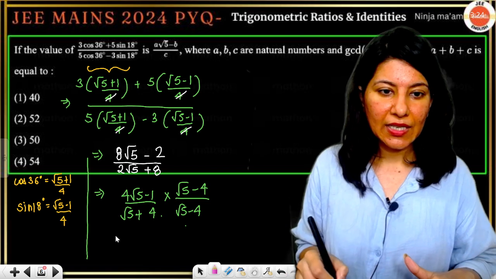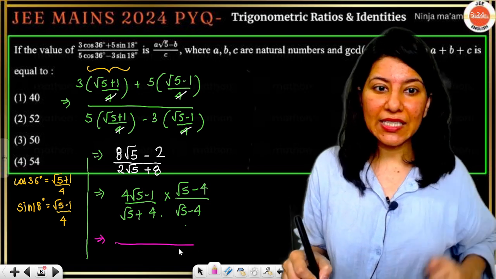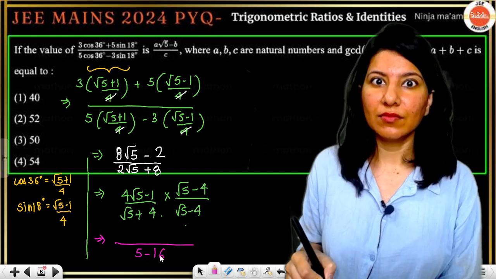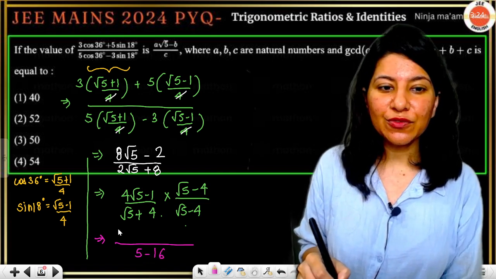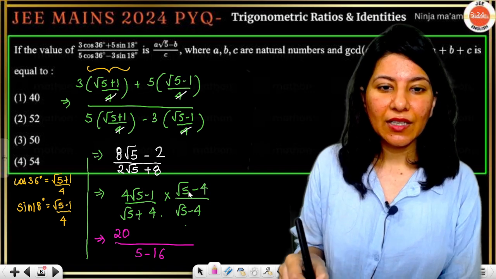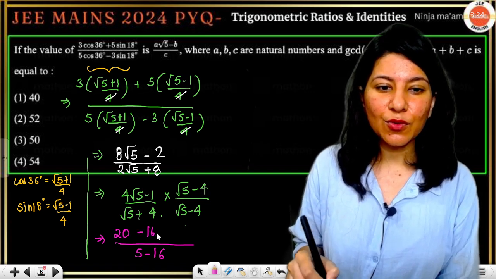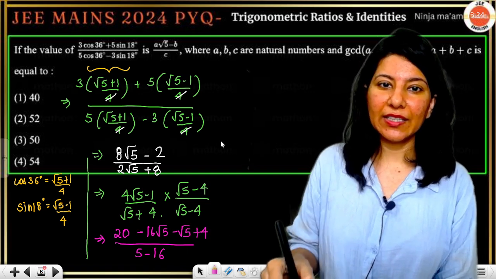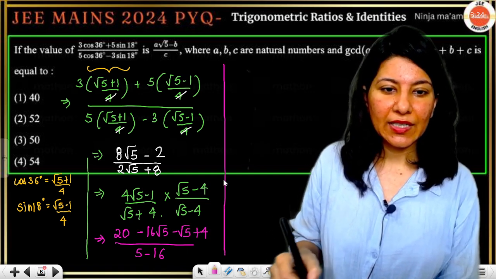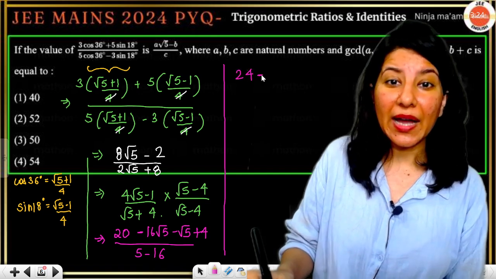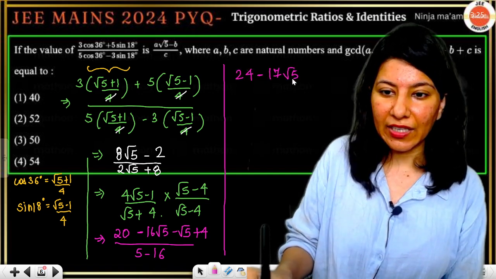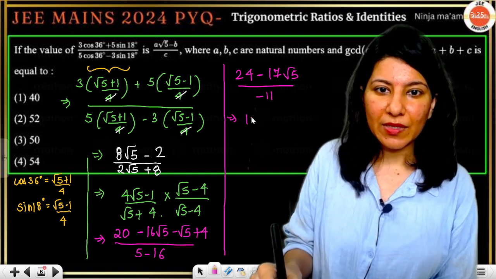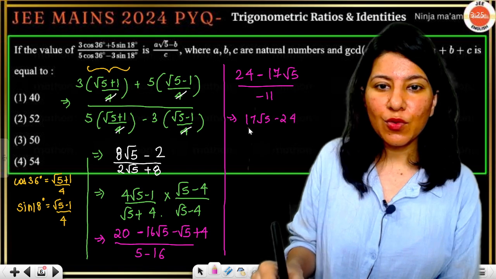Okay, all right. Now this is going to become 5 minus what? 16. 5 minus 16 in the denominator, right? 4 root 5 into 4 root 5 is 4 5s are 20. Then minus 16 root 5 minus root 5 plus 4. Clear? So 20 plus 4, 24 minus, this is going to be 17 root 5 whole upon minus 11. Let us do one thing. Let us take minus sign common: 17 root 5 minus 24 upon 11.